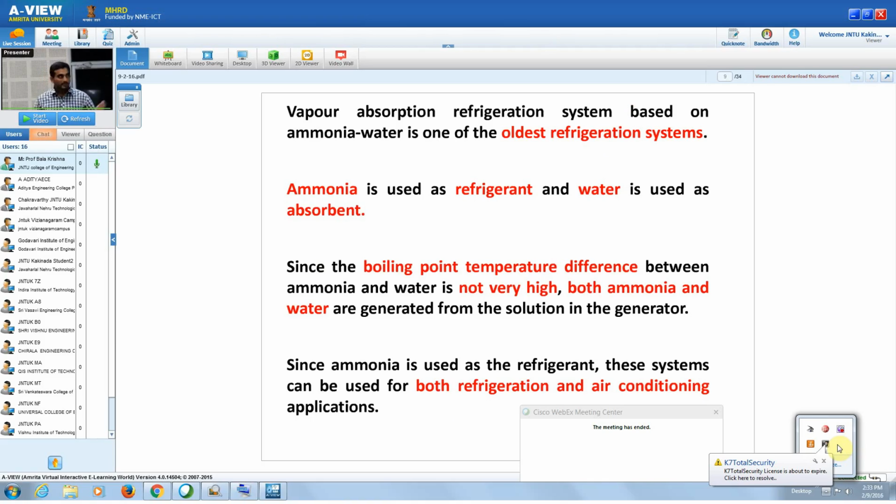Okay, but here we are using ammonia as the refrigerant, and ammonia has a boiling point of minus 33 degrees, therefore you can produce the refrigeration effect below 0 degrees also. So this is one of the reasons it can be used for refrigeration as well as air conditioning. In air conditioning, we don't need temperatures less than 0 degrees, but in refrigeration, we need temperatures less than 0 degrees. Therefore, this ammonia water vapor absorption refrigeration system can be used for both refrigeration as well as air conditioning applications.